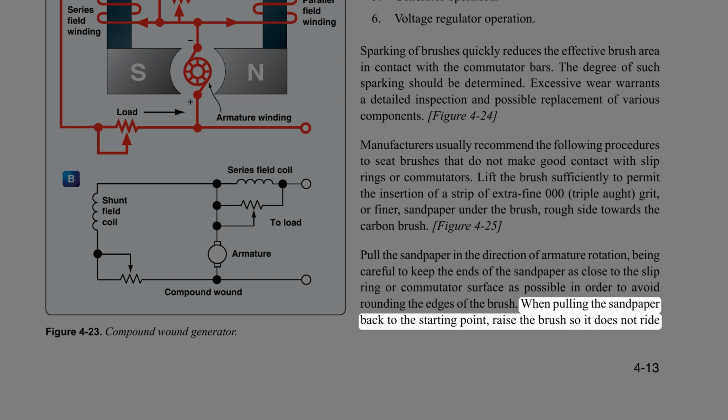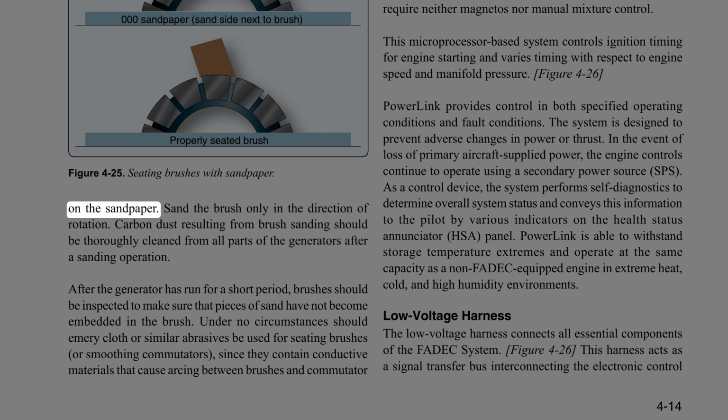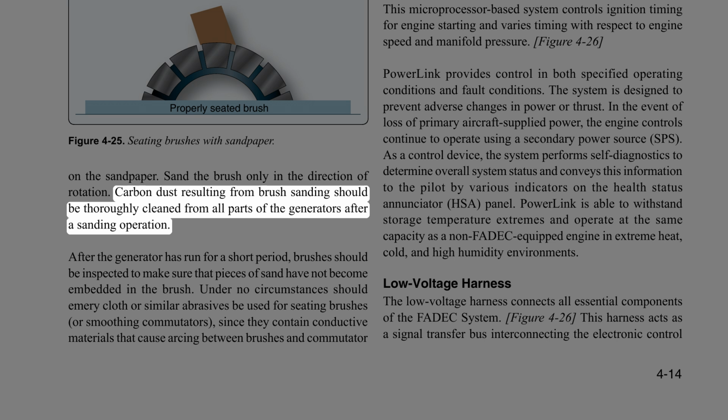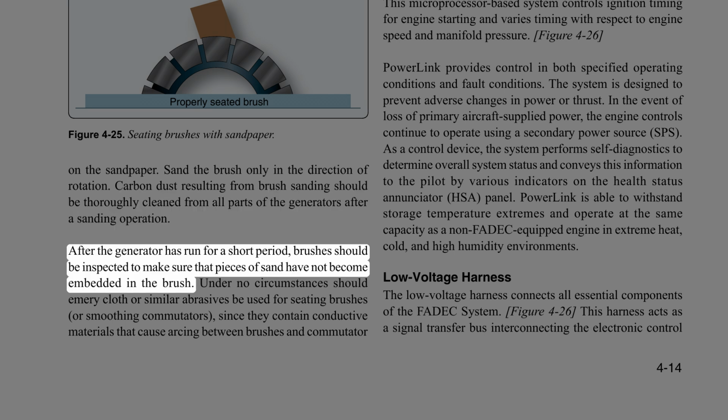When pulling the sandpaper back to the starting point, raise the brush so it does not ride. On the sandpaper, sand the brush only in the direction of rotation. Carbon dust resulting from brush sanding should be thoroughly cleaned from all parts of the generators after a sanding operation. After the generator has run for a short period, brushes should be inspected to make sure that pieces of sand have not become embedded in the brush.